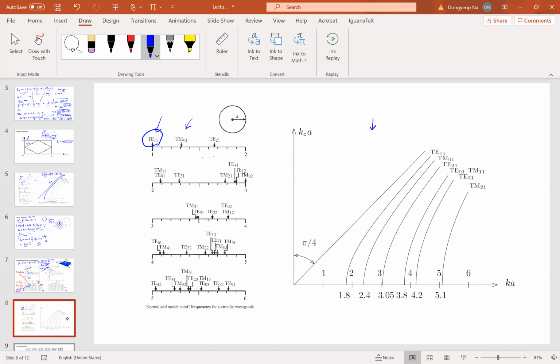Again, this is the dispersion of the circular waveguide. This is the light line of free space. You can see that the lowest mode appears first after the cutoff frequency, and higher order modes appear in order.